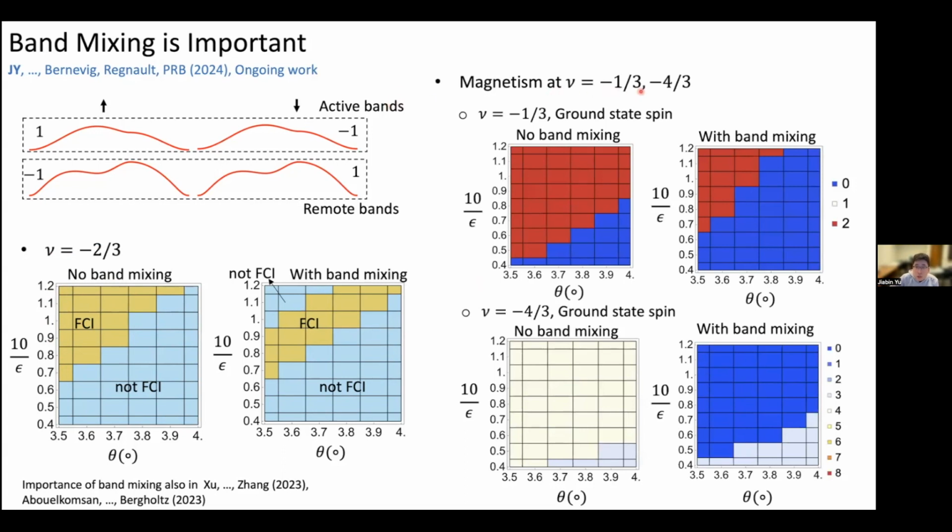And at nu equals -1/3 and -4/3, as long as we turn on the band mixing, we can see a great enlargement of the blue non-magnetic region, making the results consistent with the experiments. And I would like to mention that the importance of band mixing was also studied in contemporary works by Yang Zhang's group and Emil's group. Okay, so these are the two important ingredients for our calculation. And now we have a reliable theory.